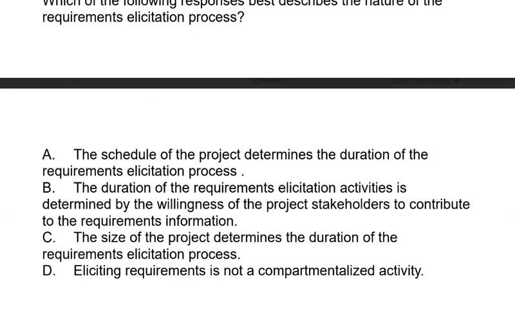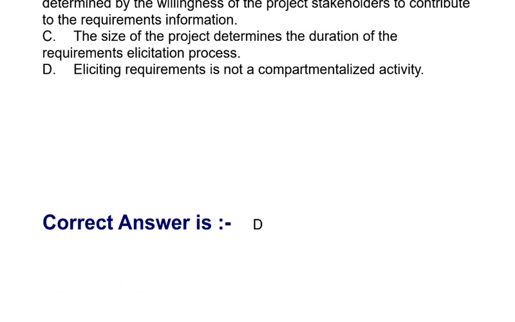Option A, the schedule of the project determines the duration of the requirements elicitation process. Option B, the duration of the requirements elicitation activities is determined by the willingness of the project stakeholders to contribute to the requirements information. Option C, the size of the project determines the duration of the requirements elicitation process. Option D, eliciting requirements is not a compartmentalized activity. Correct answer is option D.